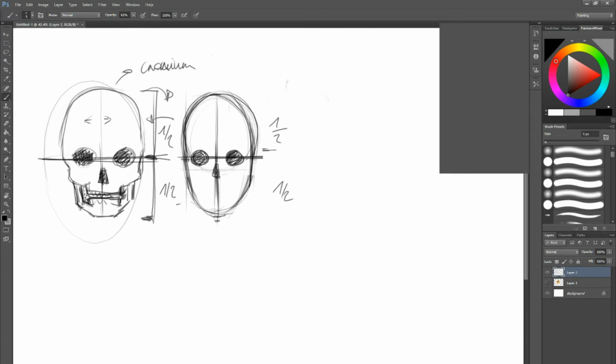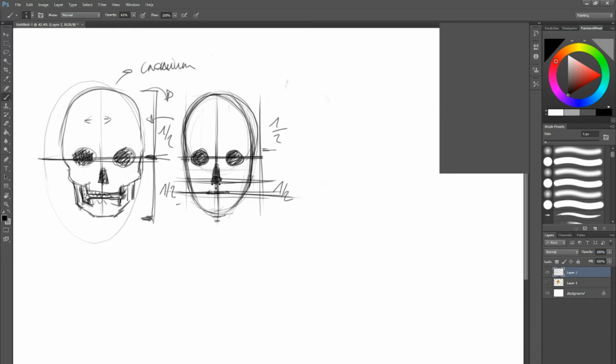Now the general rule: you have the half, one half is your top part, one half is the lower part, and in the middle are your eyes. Then half of that, again, is where the tip of your nose is going to be, so the tip of your nose is right here-ish, and then half of that is where your lips will be. That's generally how it is. Lips usually go here, and then you've got your lips here.